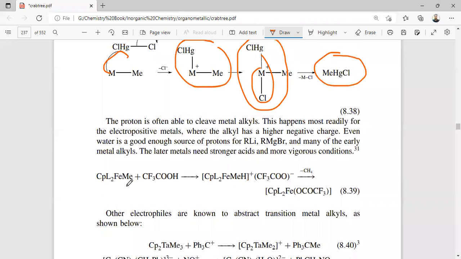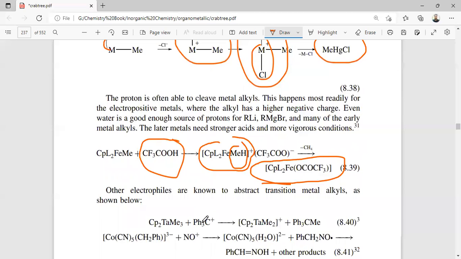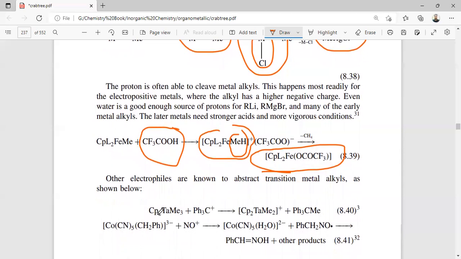So take CpL2FeMe in the presence of CF3COOH, where proton abstraction from this acid group forms this cationic intermediate. Upon this, reductive elimination of methane forms this final product. Other electrophiles are also shown to abstract from transition metal alkyls, as shown below. Here the PH3Cr C plus is an electrophile that abstracts the proton from this methyl group to form this intermediate and this final product.